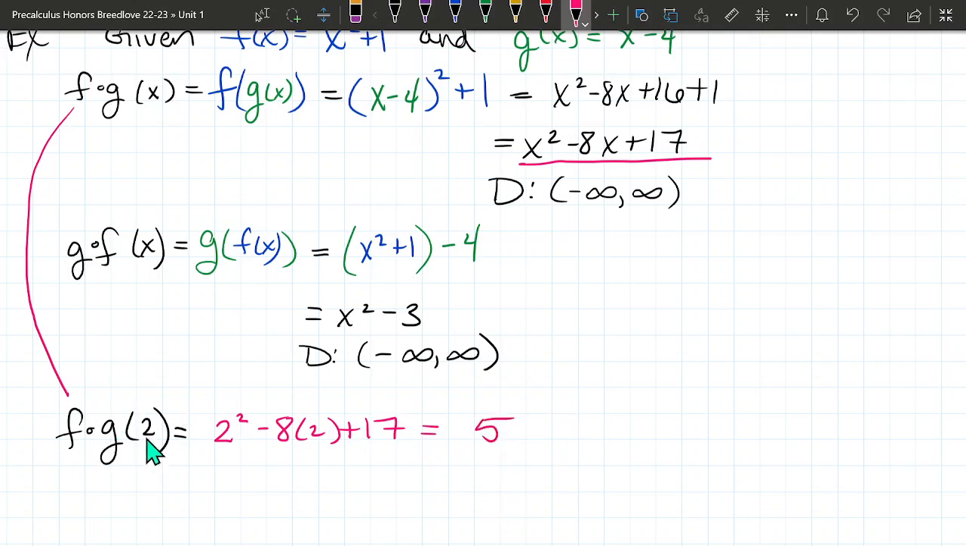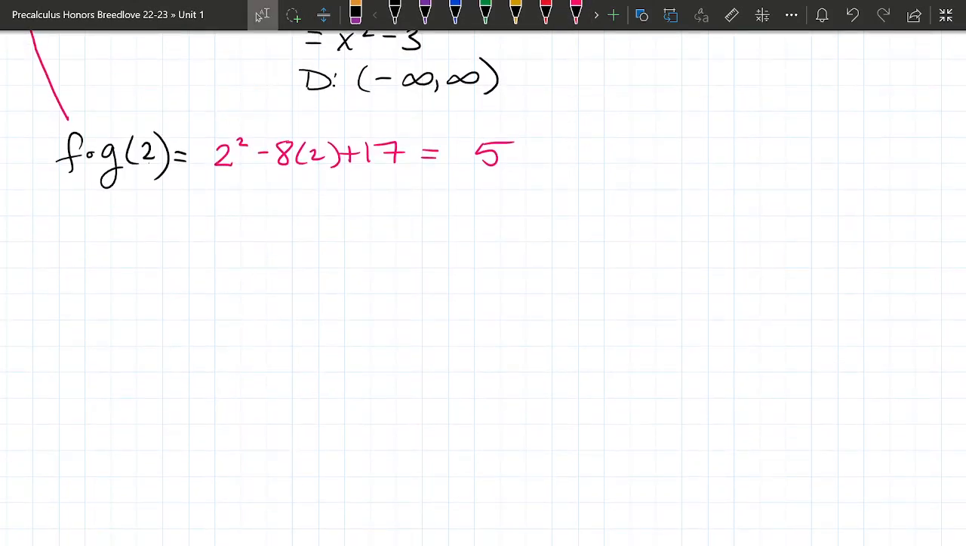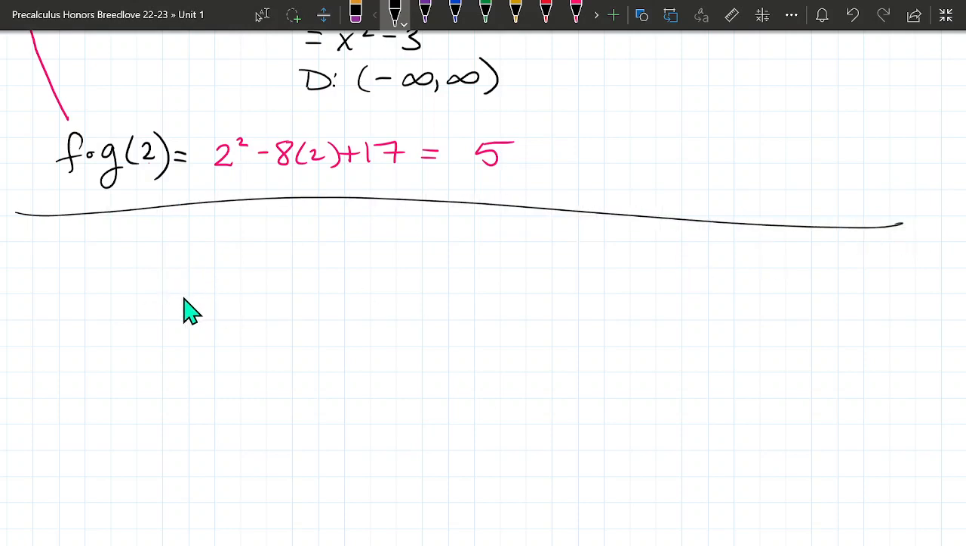So if you're evaluating either a function or a composition, you're just getting a single numerical answer, because there's no x in your answer. And then I have one more example with new functions. So now we have f of x is 1 over x plus 1.